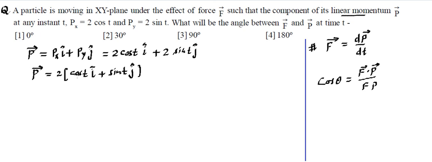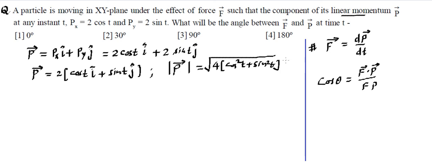Making sense? Now if we try to find the magnitude of p, it is going to be the square root of 2 cos t whole squared plus 2 sin t whole squared. So you'll find this 2 squared, that's 4, will be taken outside, and cos squared t plus sin squared t. For all t, cos squared t plus sin squared t becomes 1. So this will become 2. So the magnitude of p is 2, which we need to write down.